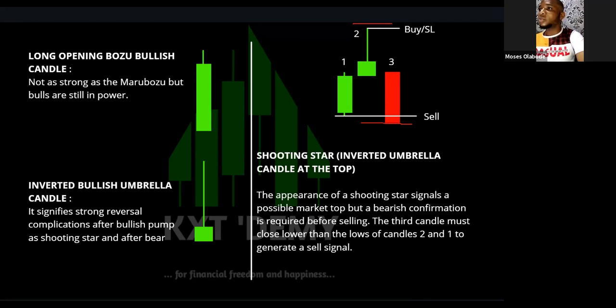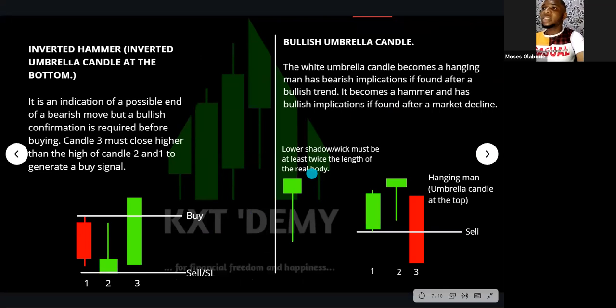Okay, so the next one is the inverted hammer. That is an inverted umbrella candle at the bottom. Inverted hammer: that same candle that is upwards here that seems to form a shooting star, below it is now an inverted hammer. So it is an indication of a possible end of a bearish move.